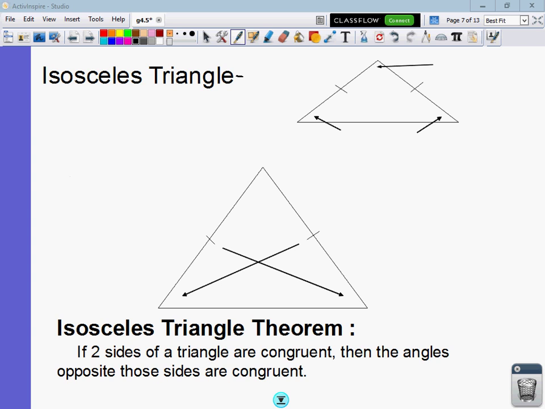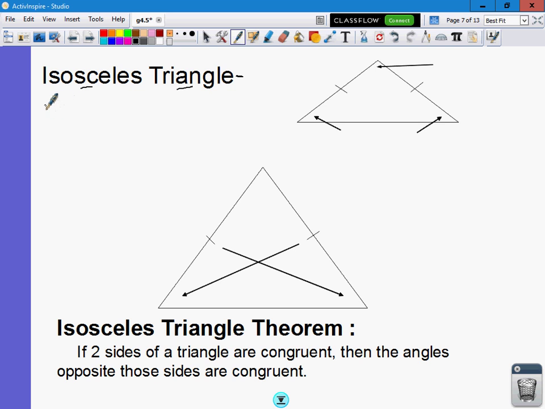Does anybody know what the definition of an isosceles triangle is? Two sides are the same and one side's not. Anybody else want to take a different shot at it? That's why I said probably isosceles, there might be some misconceptions.